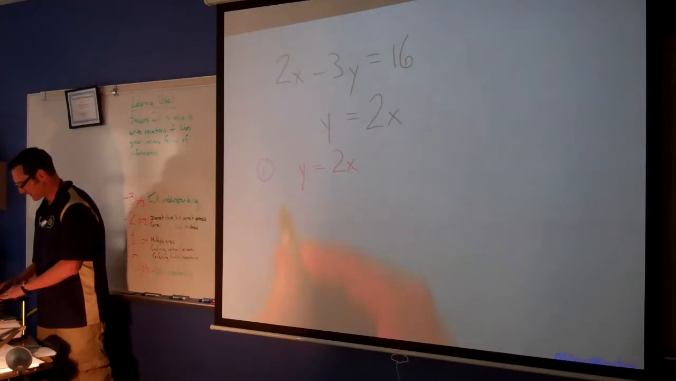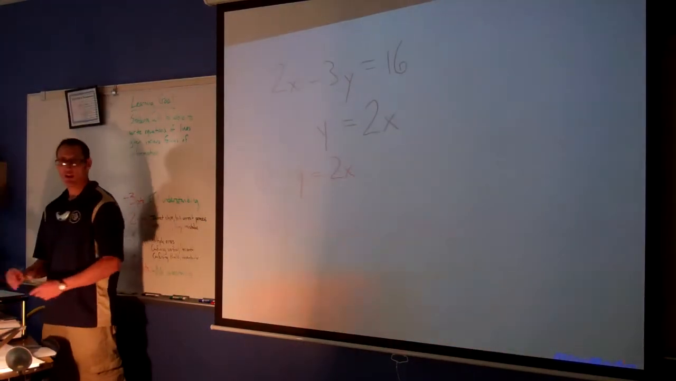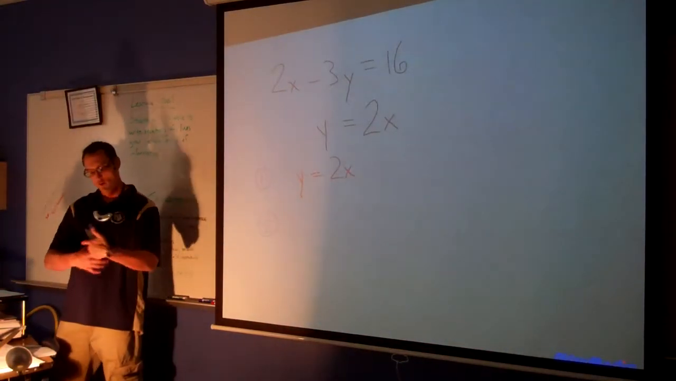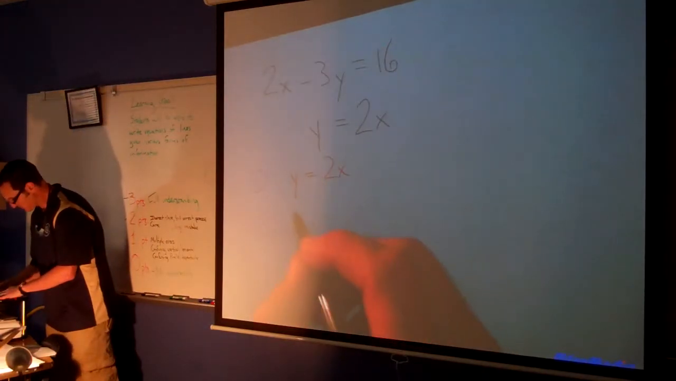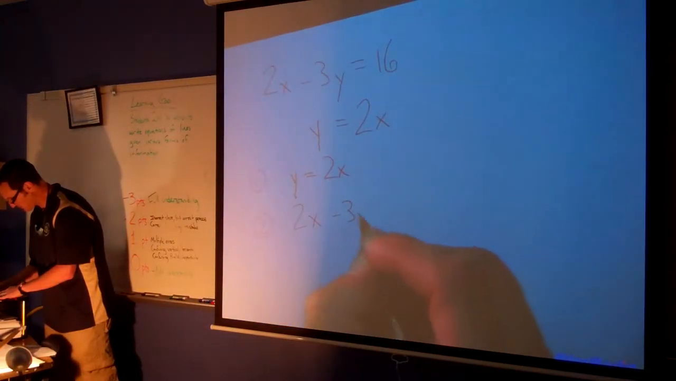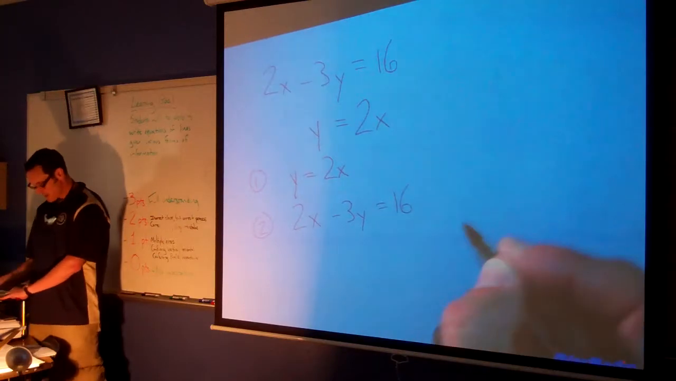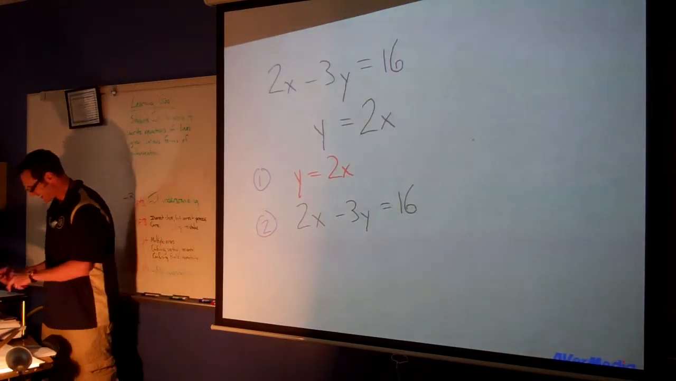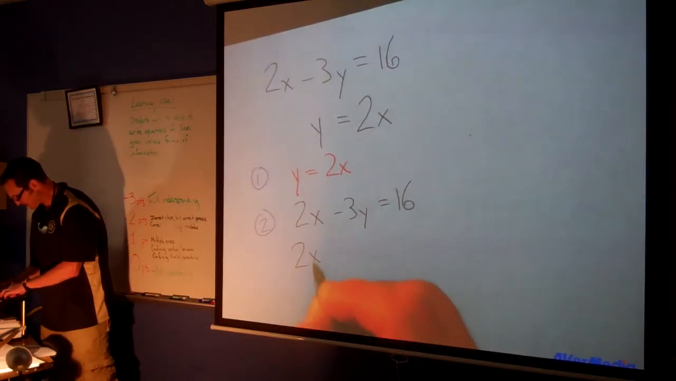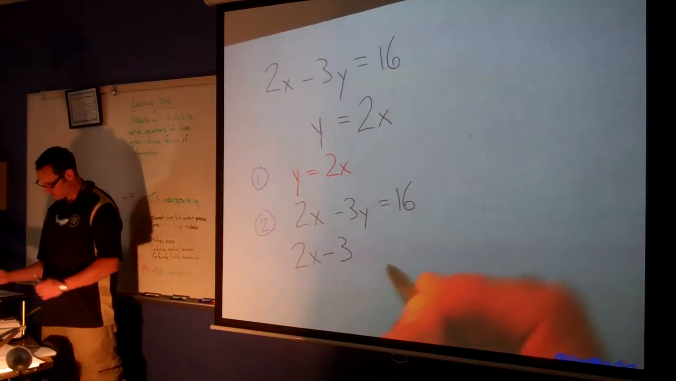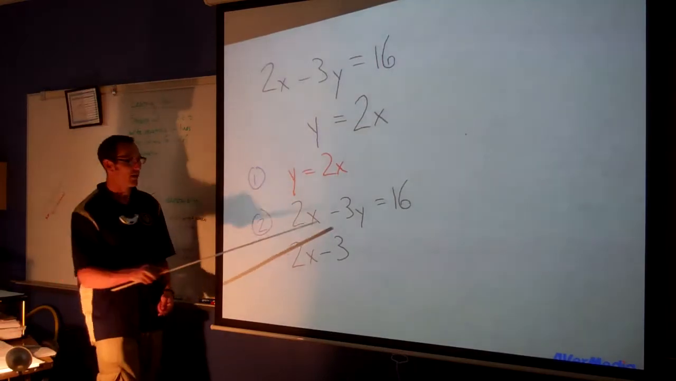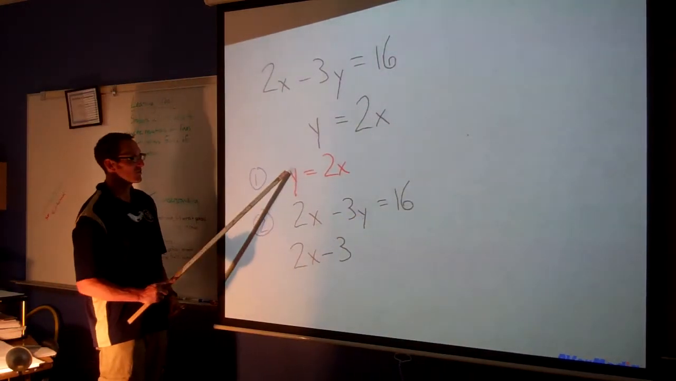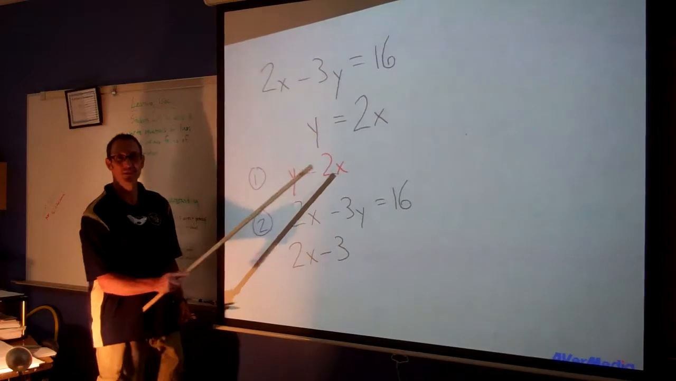Here's where things get a little tricky. So now the second step is to take that value, plug it into the other equation. The other equation is 2x minus 3y equals 16. But we know that y is equal to 2x. So here we have the 2x from here, the minus sign from here, the 3 from here, but we're not going to use this y. We're going to change this y into 2x.